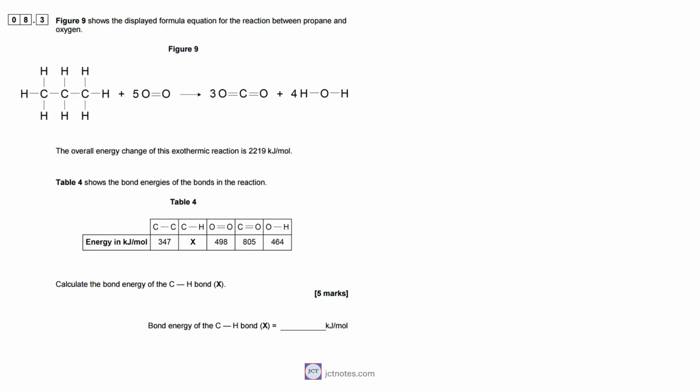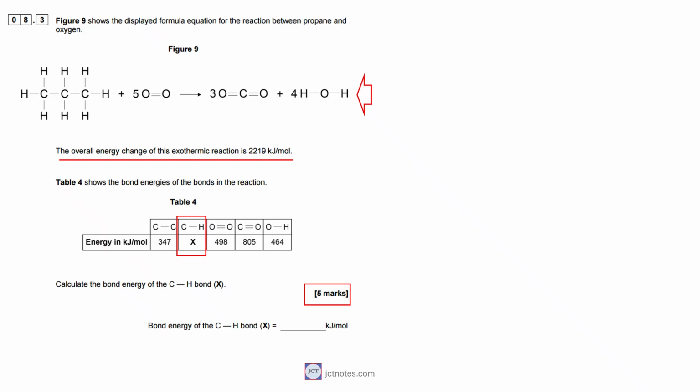Now let's tackle question 8.3. We are given the displayed formula equation between propane and oxygen. The overall energy change of the exothermic reaction is 2,219 kilojoules per mole. We need to find the missing bond energy of a carbon-hydrogen bond, labeled as X. This is a high-demand, 5-mark calculation question.